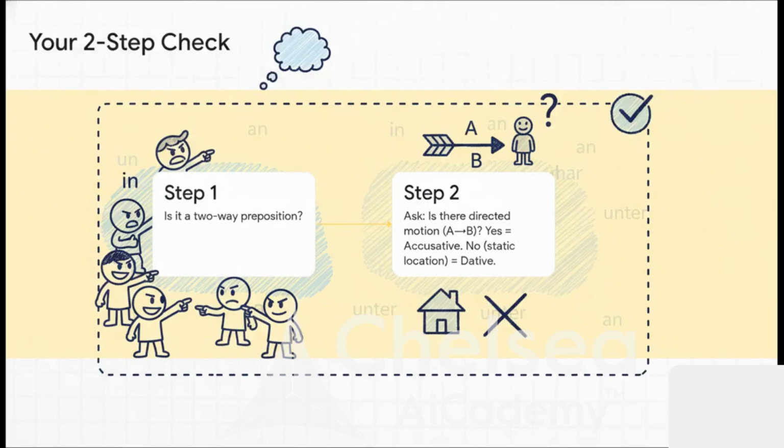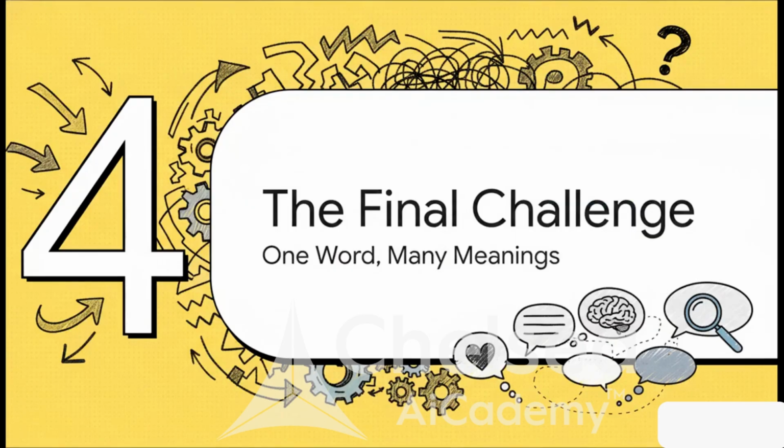So whenever you're stuck, it really just boils down to this simple 2-step check. First, ask yourself, is this one of the troublemaker prepositions? If it is, then ask, is there motion to a destination? This little mental checklist will give you the right answer pretty much every single time. Okay, so if you know all the rules, why do we still make mistakes? Well, there's one final layer to this whole system, and this one is all about meaning.